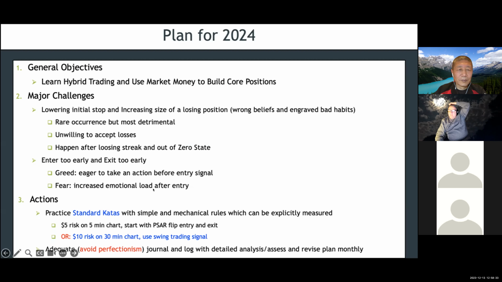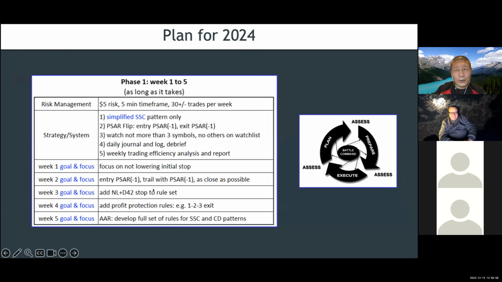But that, just taking the position and not making that change their mind and change their emotions. So I watch that behavior very carefully. Okay. So my action plan is just practice standard katas, very simple and mechanical, how to finish that. So after learning your coaching, this is my plan for the next 5 weeks.